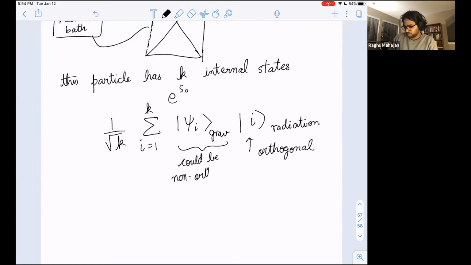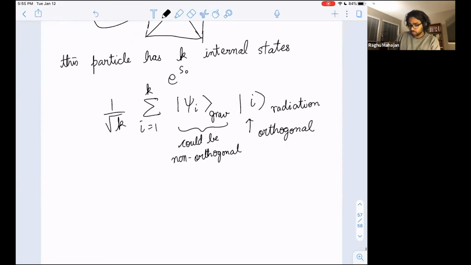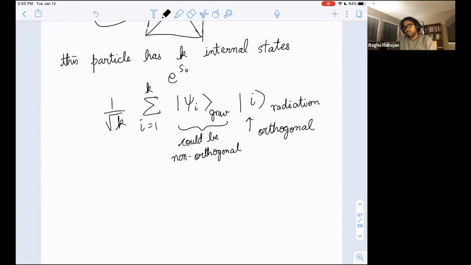Because the definition of these states is from a gravitational path integral, we don't want to make statements about whether, if we prepare a state using a gravitational path integral, it is orthogonal or not orthogonal. So we want to keep that general. And then the idea, again, to derive the Page curve is that we want to compute the entropies of the radiation region.